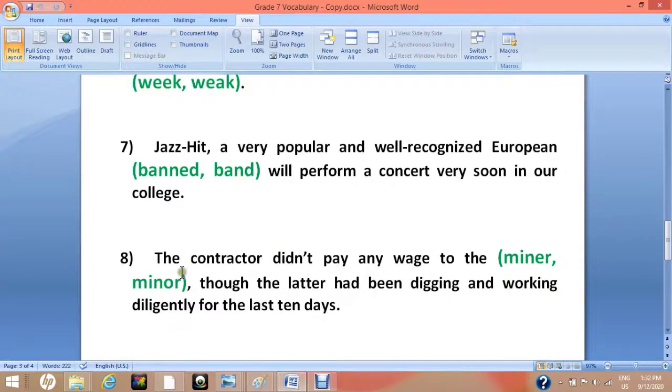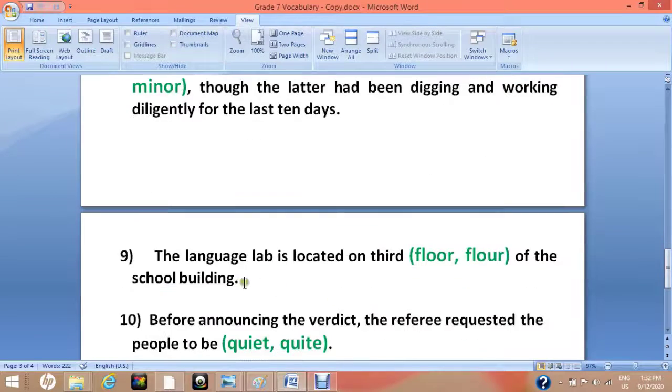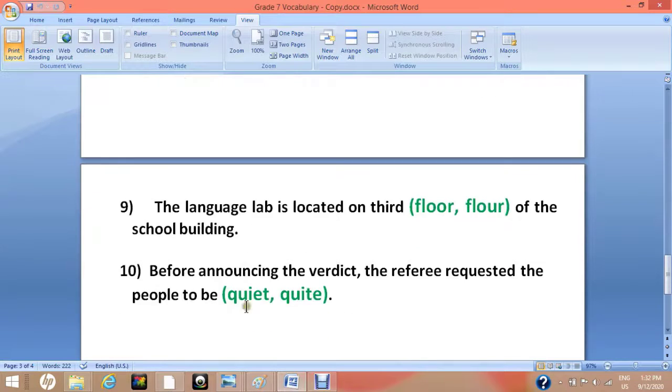Number 8. The contractor didn't pay any wage to the miner, though the latter had been digging and working diligently for the last 10 days. Number 9. The language lab is located on third floor of the school building. And the last one, before announcing the verdict, the referee requested the people to be quiet.